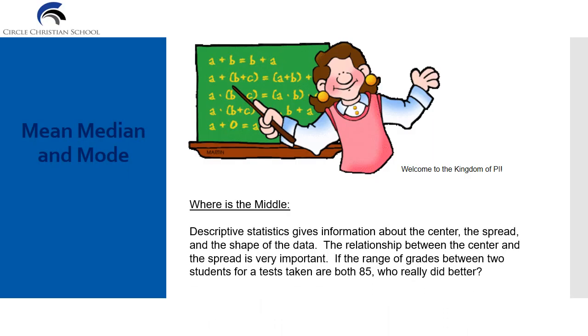Mean, median, and mode. Where's the middle? Descriptive statistics give information about the center, the spread, and the shape of the data. The relationship between the center and the spread is very important. If the range of grades between two students for tests that were taken are both 85, who really did better? Checking out the measure of dispersion, the spread, does that for us.